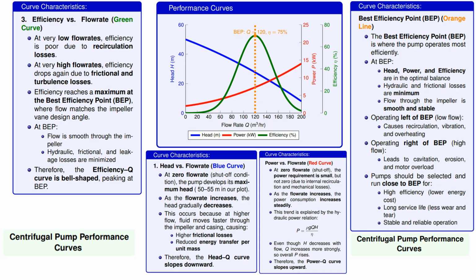Industry best practice recommends operating within plus or minus 20% of BEP flow rate. This means acceptable performance while avoiding the problems of extreme operating conditions. When selecting a pump, always ensure your required operating point falls within this optimal range around the BEP.